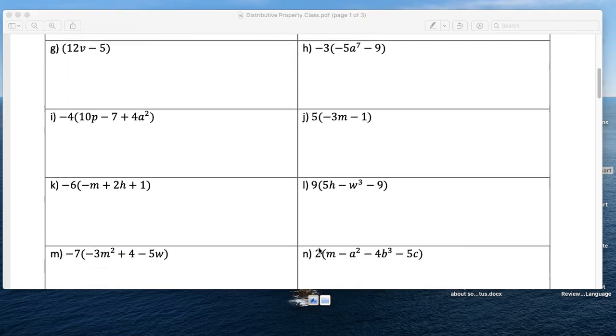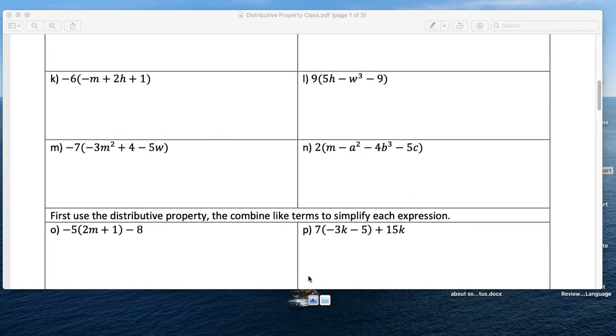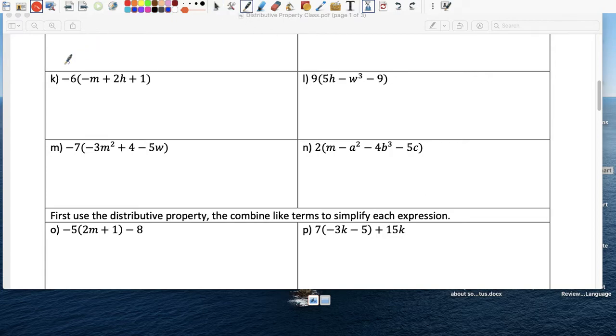So wait, to clarify, remember, negative times a negative is a positive, so 6m. Remember there's a 1 here. 6 times 1 is 6. Negative times a positive is a negative. 6 times 2 is 12h. Negative times a positive is a negative. Negative 6.